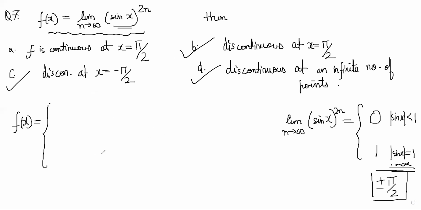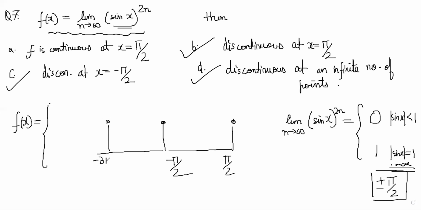Makes sense. Everywhere else the function is 0, but suddenly it becomes 1 somewhere. And it becomes 1 here. This is minus pi by 2, and minus 3 pi by 2, right? Correct. So this is fairly simple.